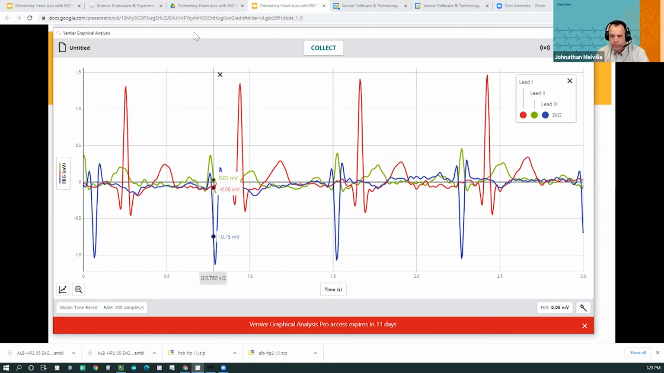And just because we would assume that lead 2 would, for most people, give you the biggest R wave, that doesn't mean there's anything wrong with it. It's actually really interesting to see how this changes with different students. Did you have anything to add there, Sarah?